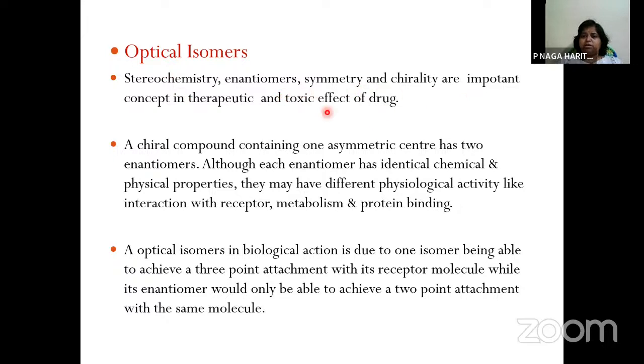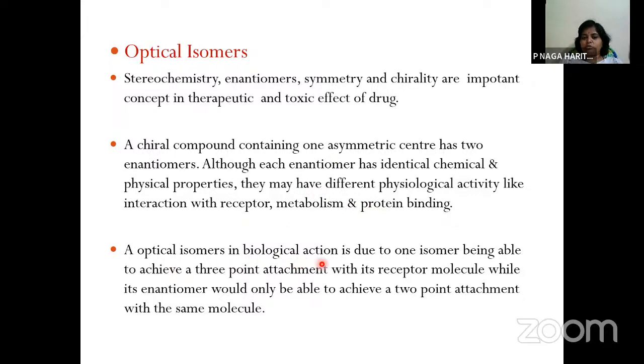Stereochemistry, enantiomers, symmetry, and chirality are important concepts in therapeutic and toxic effect of the drug because when there is a change in the stereochemistry of the drug, sometimes there may be a change in the pharmacological action, and if it is more than the required state, it is going to cause some toxic effects or adverse reactions. So a chiral compound containing one asymmetric center has two enantiomers, and although each enantiomer has identical chemical and physical properties, they may have different physiological activities like how they interact with the receptors, how they undergo metabolism, and even the protein binding.